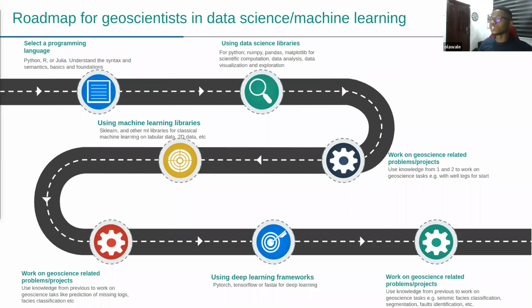Once you are done with that, you would also work on some projects and exercises in whatever course or tutorial content you're making use of. And once you grasp the basic idea of using such libraries, I mean the sklearn libraries, there are also other machine learning libraries. Then you can transfer this knowledge again, just like the previous steps, into working on geoscience related problems. So you can use this knowledge to work on geoscience tasks like prediction of missing logs and species classification.